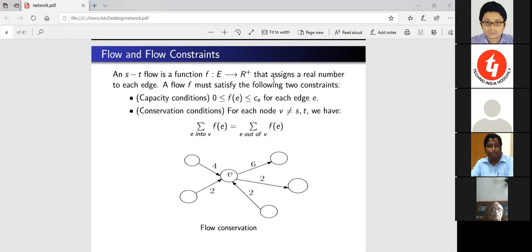So for example, a valid flow would probably bring in 4 units and 2 units, so 6 units, and use only the 6 units of flow along the top right node. That would be a valid flow, because the amount that is coming into V and the amount that is going out of V has to be exactly the same, so that nothing is left.